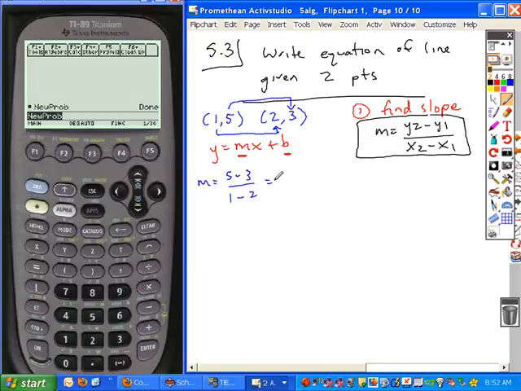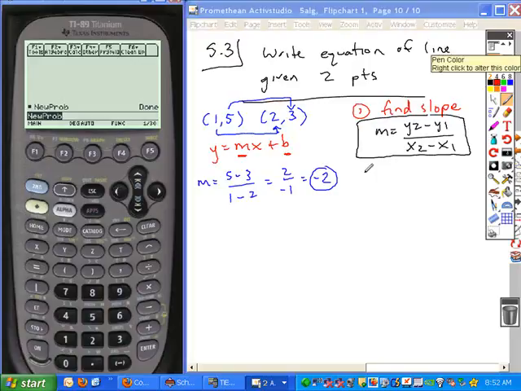And then you can simplify what you have. Here you have 5 minus 3 is 2, 1 minus 2 is negative 1, which gives us a slope of negative 2. So there you've completed the first step. You found your slope. The next thing you want to do is find your y-intercept.